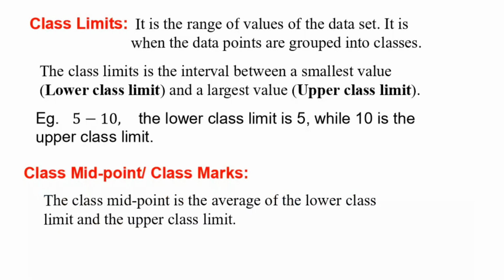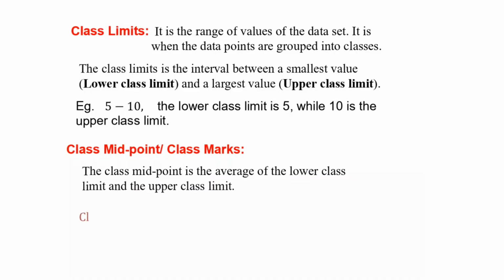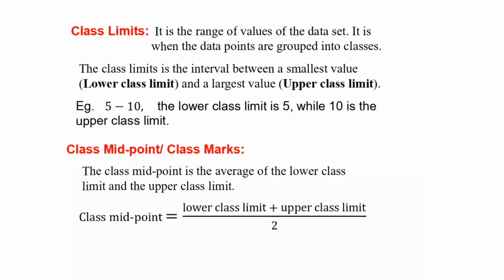So when you find half of the sum of the lower and the upper class limits, that gives you the class midpoint, or the class mark. So the class midpoint is the lower class limit plus the upper class limit divided by 2. For instance, if you take the example 5 plus 10, which is 15, divided by 2, that gives you 7.5.